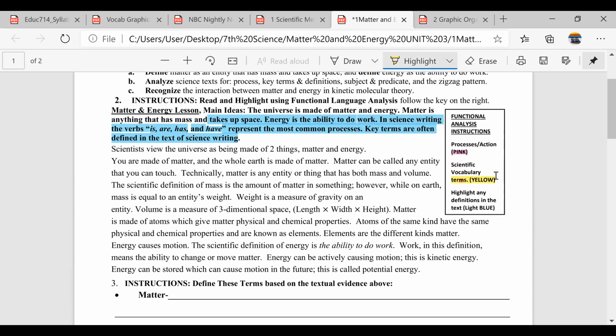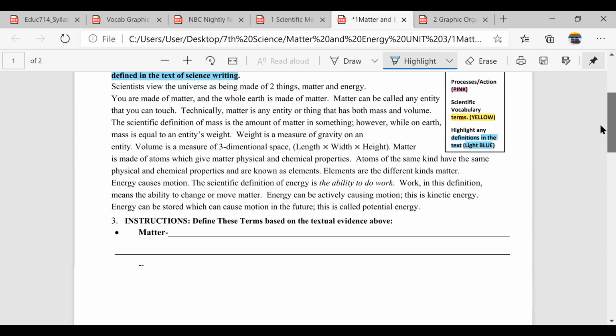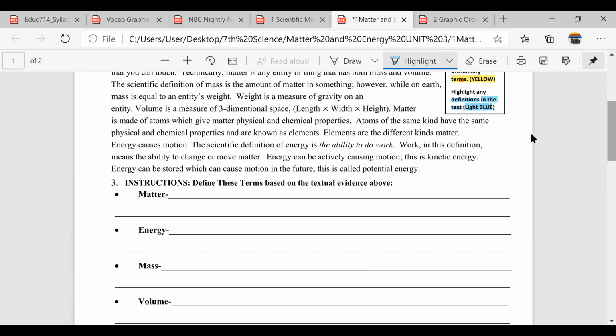And then one of the things that I'm teaching the students is that science writing often will define the terms in it. For example, like when I gave them the writing prompt. The second part of the prompt is first you explain and then you define. And so I want them to start looking for definitions embedded in science writing. And then we want to find textual evidence to define these terms.